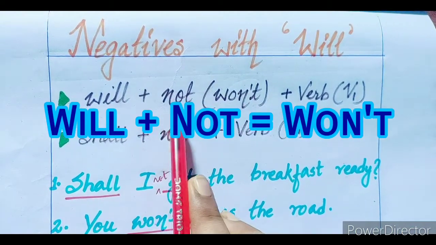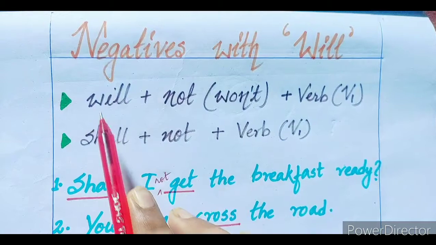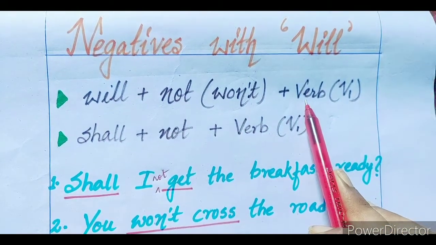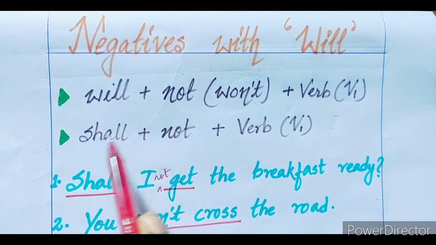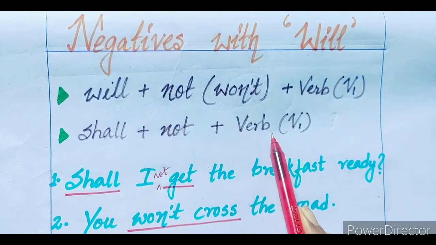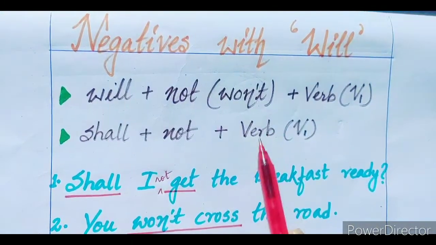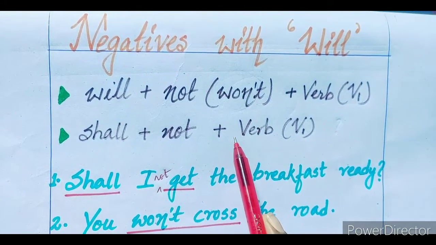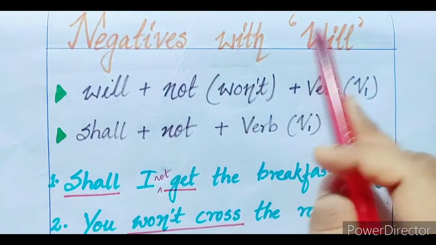So in short, will plus not can be written as won't. Okay, so we use will plus not, or won't, plus the base form of the verb, that is verb form 1. And for shall, we use shall plus not plus the base form of the verb, or verb form 1. Now you can frame negative sentences either for questions or for statements. You can make anything negative with will and shall.